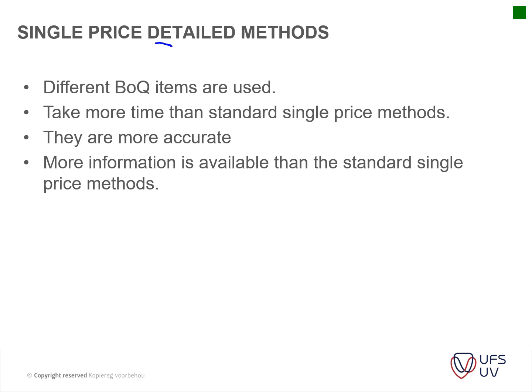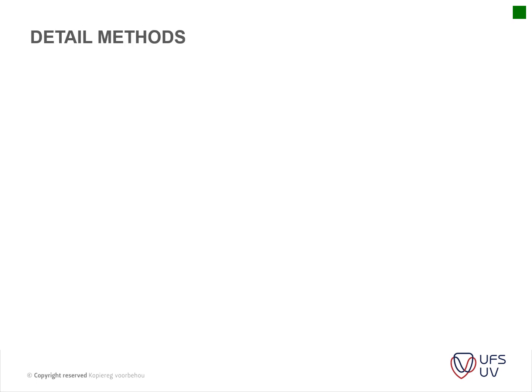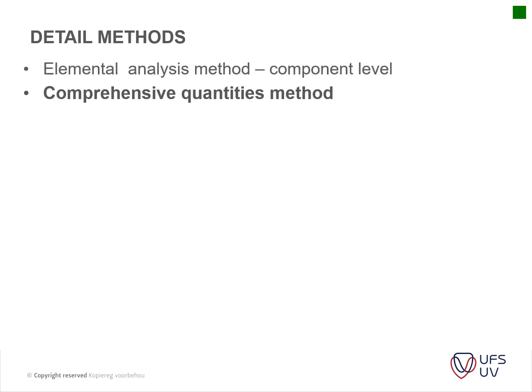More information is available. Okay, so then we get to our detailed methods. Our detailed methods, this is where most of the information is already available. Now you can actually in detail work out what your square meter floor area would be for your tiling, for instance. Your skirtings, you can measure all of your skirtings, etc. And again, it's divided into 3 different methods. So we've got our elemental analysis method, but it goes up to component level. And then you've got your comprehensive quantities, and then you've got your accurate quantities as well.